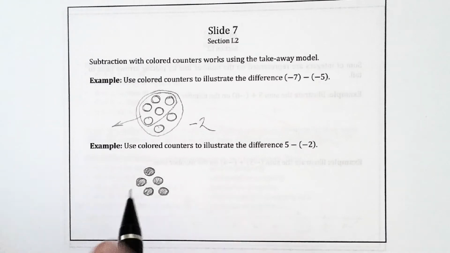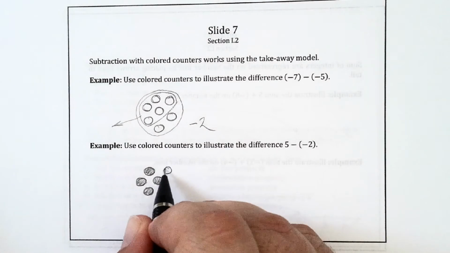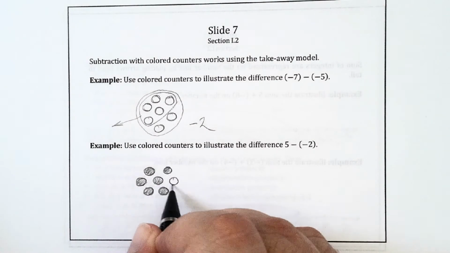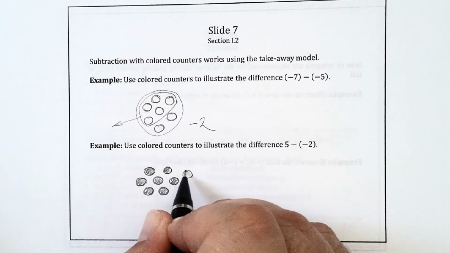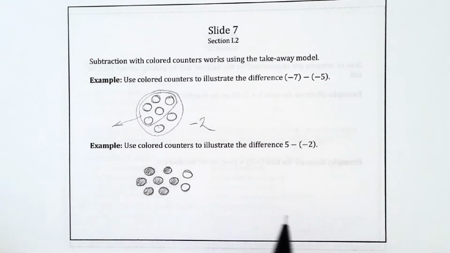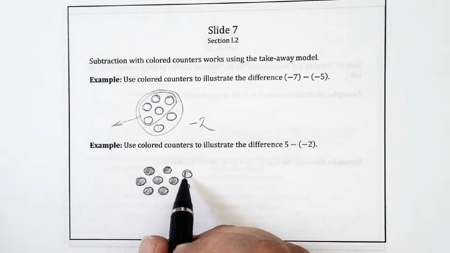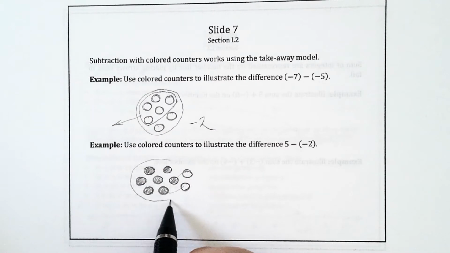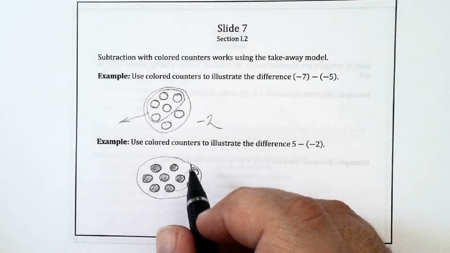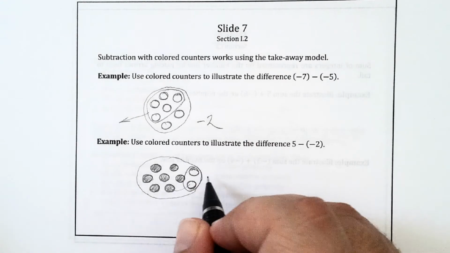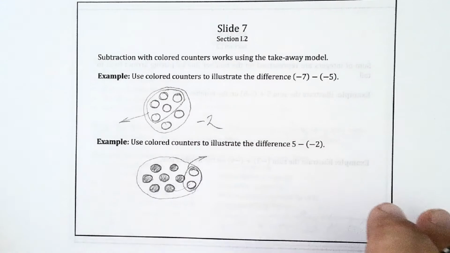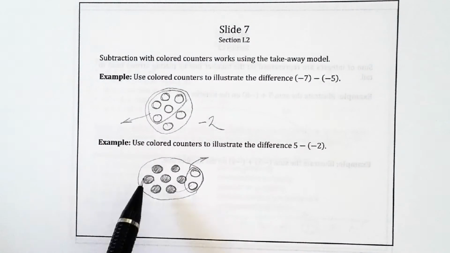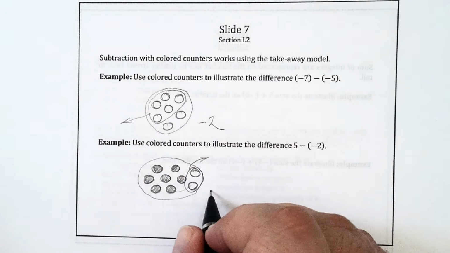Instead of having 5 black counters, I could have 7 black counters and 2 white counters. What does this represent? Well, it still represents 5 because the 2 white cancel out with 2 black. So this is still 5. But with this representation, I can take away 2 white counters, and that leaves me with 7 black. So the answer here is 7.